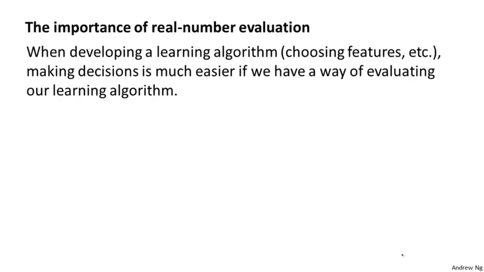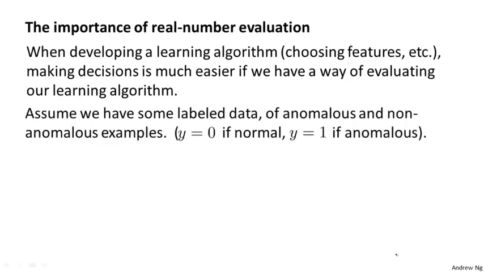So in order to be able to develop an anomaly detection system quickly, it's really helpful to have a way of evaluating an anomaly detection system. In order to do this, we're actually going to assume that we have some labeled data. So far we've been treating anomaly detection as an unsupervised learning problem using unlabeled data. But if you have some labeled data that specifies what are some anomalous examples and what are some non-anomalous examples, then this is what we think of as the standard way of evaluating an anomaly detection algorithm.